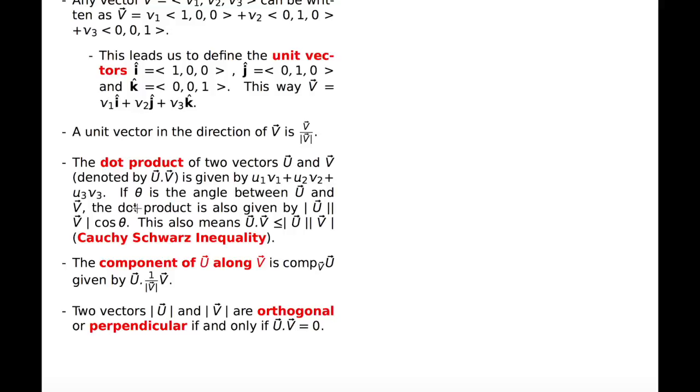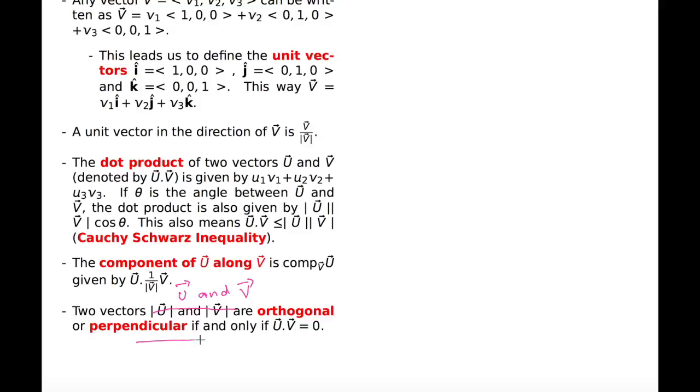Okay, and another alternate definition of dot product is that it is equal to the magnitude of u times the magnitude of v times the cosine of the angle between the 2 vectors. But then cosine is always less than or equal to 1. So this means that the dot product is always less than or equal to the product of the magnitudes. So this is also known as the Cauchy-Schwarz inequality. Okay, and the component of u along v is given by the dot product of the unit vector in the direction of v and u. Okay, and the 2 vectors u and v are orthogonal or perpendicular if and only if their dot product is equal to 0.